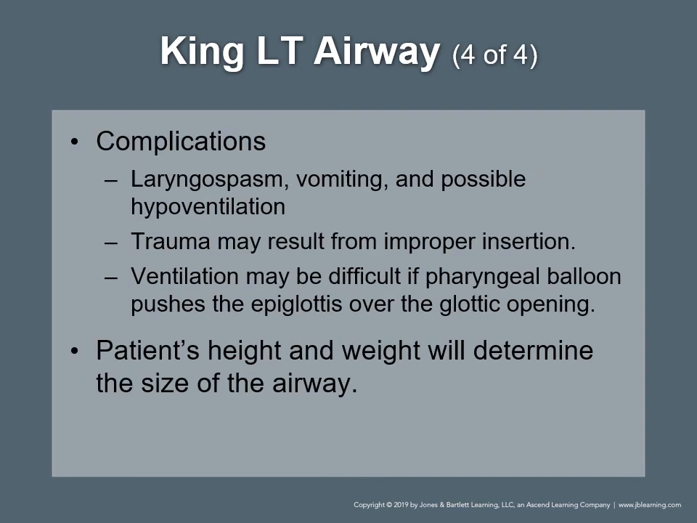Complications of the King LT airway: laryngospasm, vomiting, and possible hypoventilation may occur. Trauma may also result from improper insertion technique. Ventilation may be difficult if the pharyngeal balloon pushes the epiglottis over the glottic opening. Insertion technique: the patient's height and weight will determine the size of the airway. The steps for inserting the King LT airway are shown in Skill Drill 11-12.